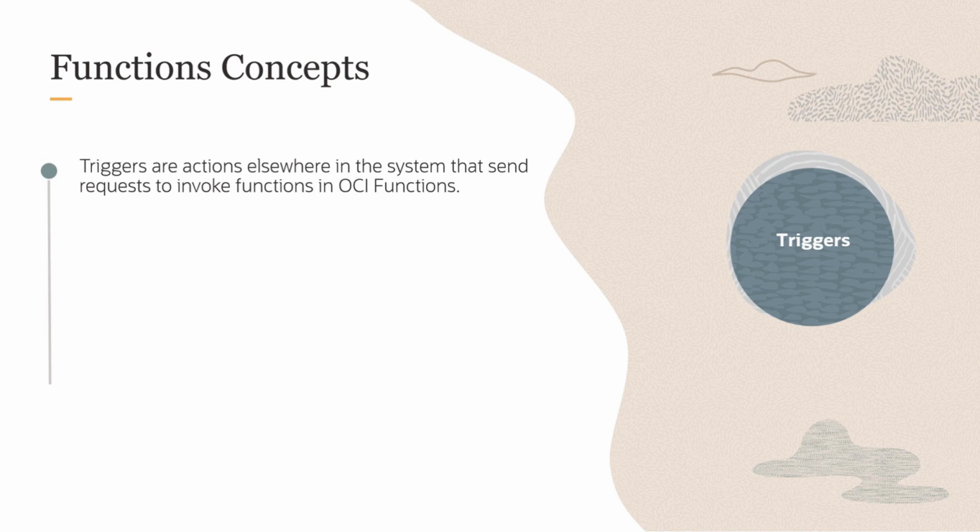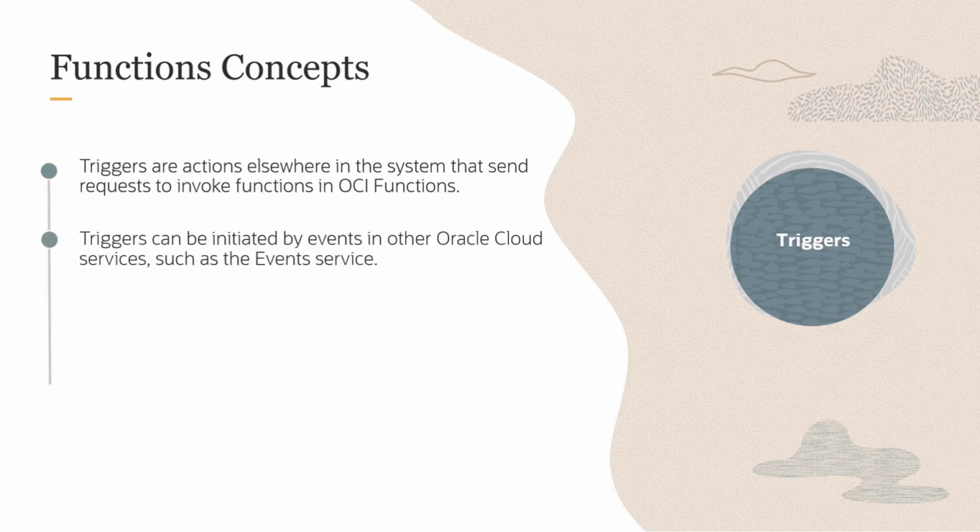In OCI Functions, a trigger is defined as the result of an action elsewhere in the system that sends a request to invoke a function. This allows functions to be executed in response to specific events or conditions. Triggers can be event-driven, meaning they are initiated by events occurring in other Oracle Cloud services. For instance, an event in the Events service might cause a trigger to send a request to OCI Functions to invoke a function. This creates a seamless integration between different services within the Oracle Cloud ecosystem.